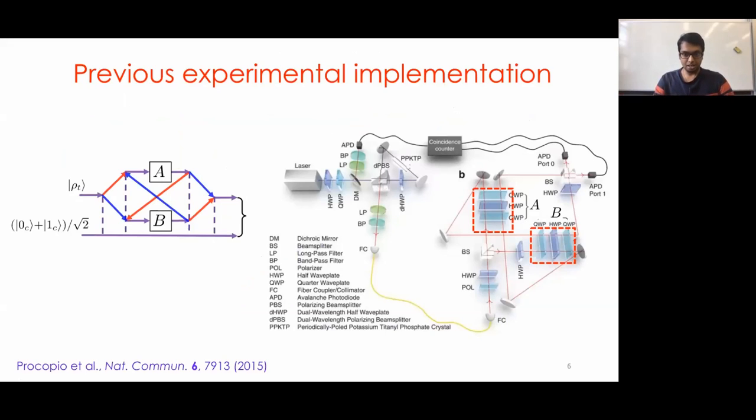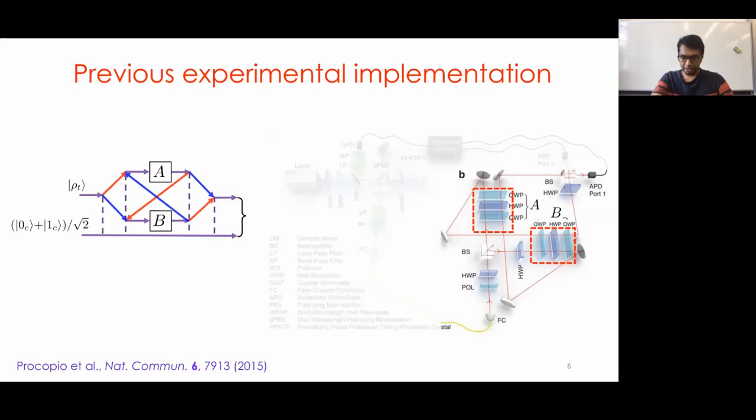The answer is yes. It was first implemented by Philip Walther's group in Vienna. In that group, they used the path of the photon as the control system and the polarization of the photon as the target. These operations A and B were represented by a series of waveplates. When the photon goes through this red path, it goes through A first and then B, and then it goes to the output. And when the photon goes through the blue path, then the order is reversed.